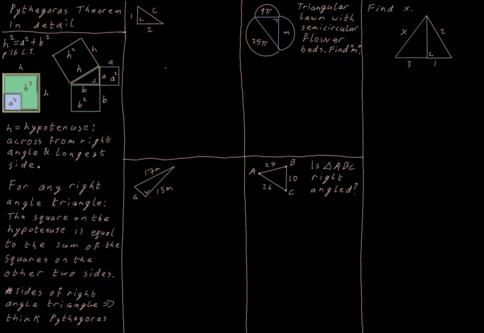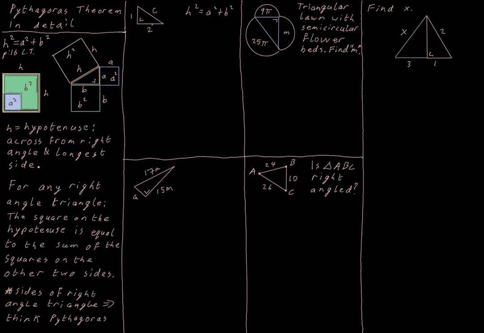So let's put this into practice so that we have a little bit more of a feel for it. I have a right angle triangle here. I can see a right angle symbol, and I have a triangle, and I'm asked to find C. Well, I'm relating the sides of a right angle triangle together. That means I think of Pythagoras. So I write down Pythagoras' theorem.